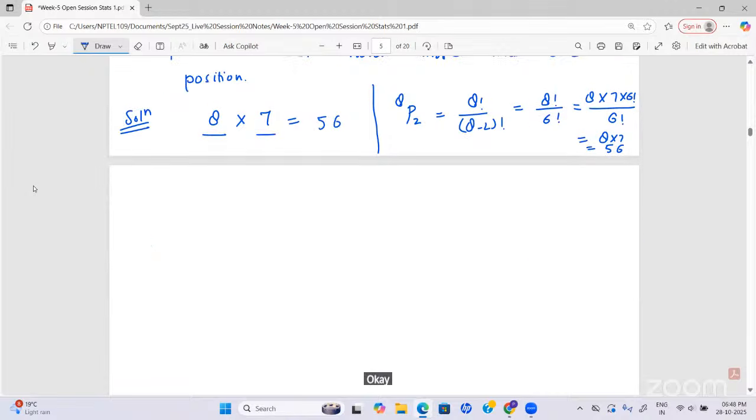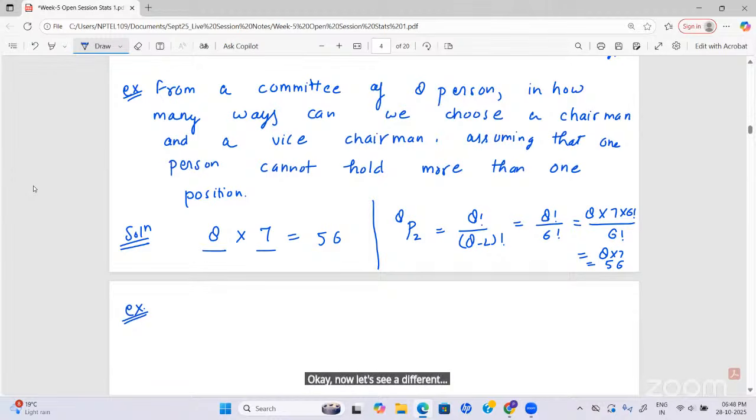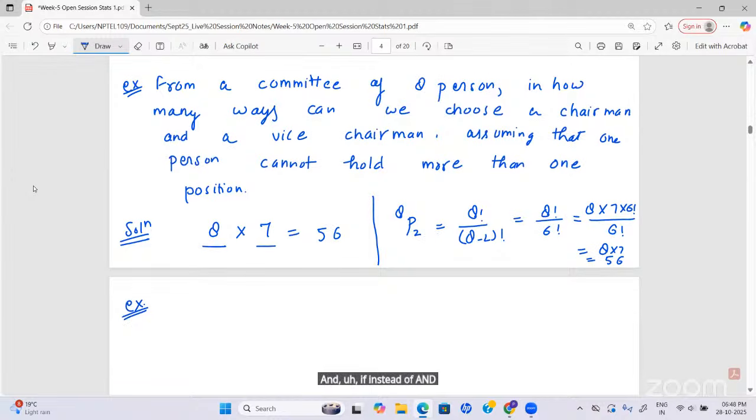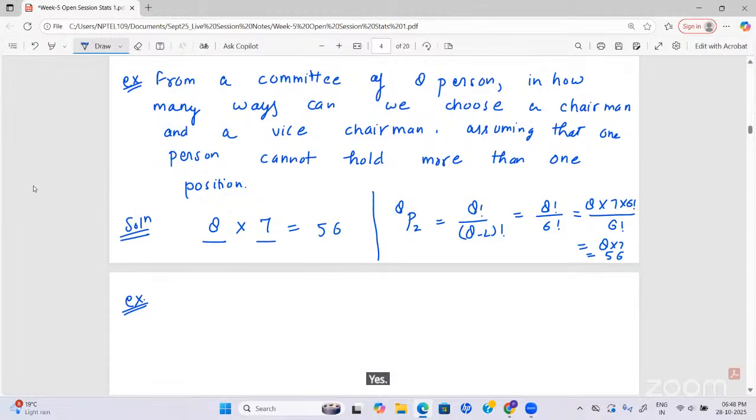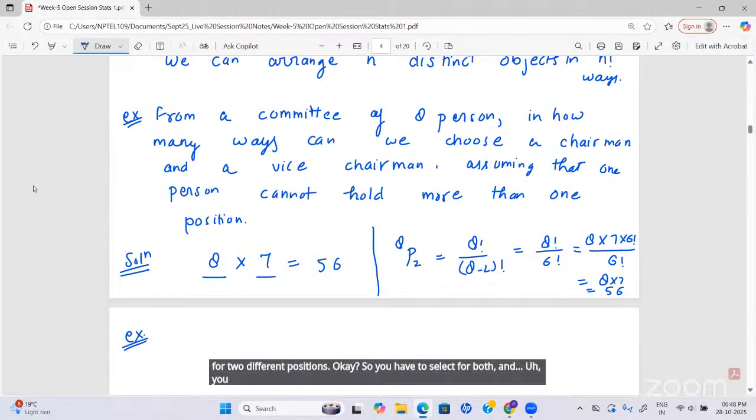Okay. Now let's see. Ma'am, here "and" is given. That's why we are multiplying, right? And if there was "or" instead of "and", would it be 8 plus 7 or 8 plus 8? See, then the forming of the question will be different. Here you can see that you have to select for 2 different positions. So you have to select both, and you cannot repeat the elements. So it is 8 into 7.